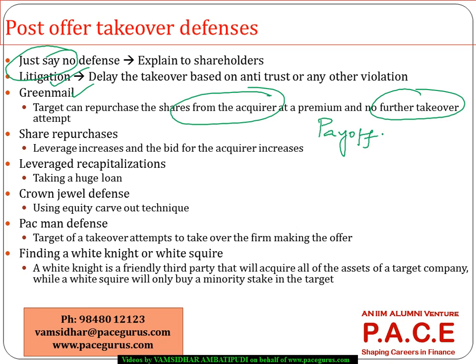It is generally treated as a payoff for preventing this takeover process, especially an offer given to the potential acquirer itself. Or sometimes the company can get into a share repurchase process where it can take a huge loan and repurchase its shares back. It may or may not take a loan. If it is taking a huge loan, we can even classify it as a leverage recapitalization.